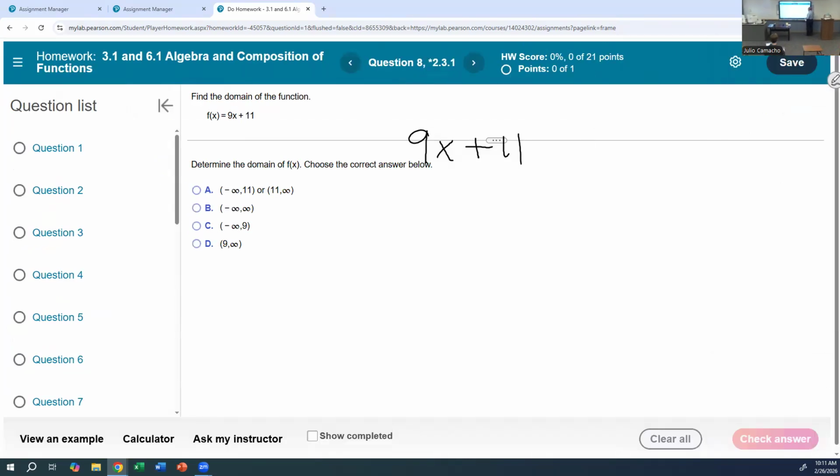So which will be the answer? A, B, C, or D? If we don't exclude any number, because you can input any real number there. Ooh, I want to say A or D. Why A or D? If you don't exclude any real number, because it's a linear equation, we can input there any real number, any integer, positive or negative. What will be the answer? You can put any real number and you don't have to exclude anyone.